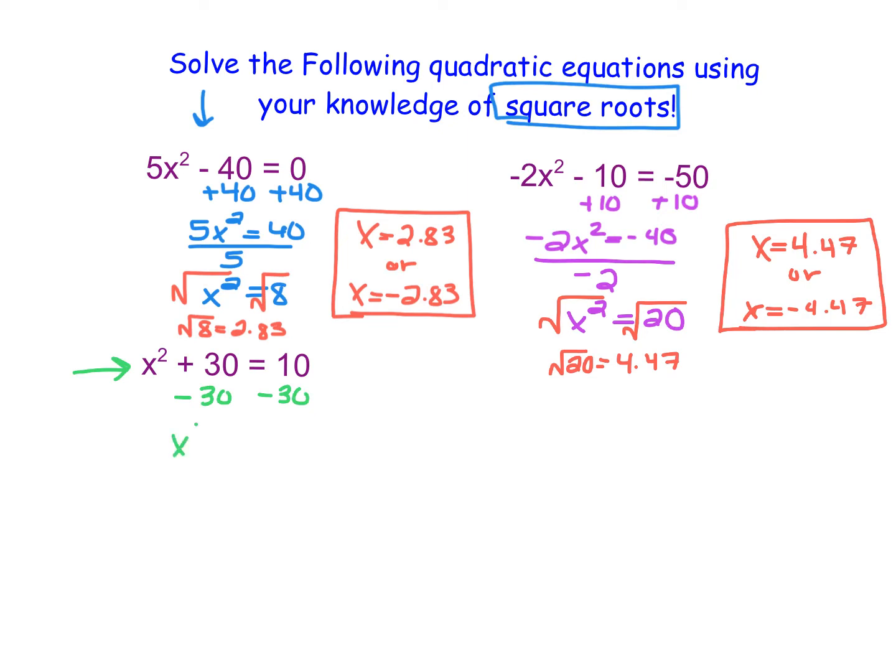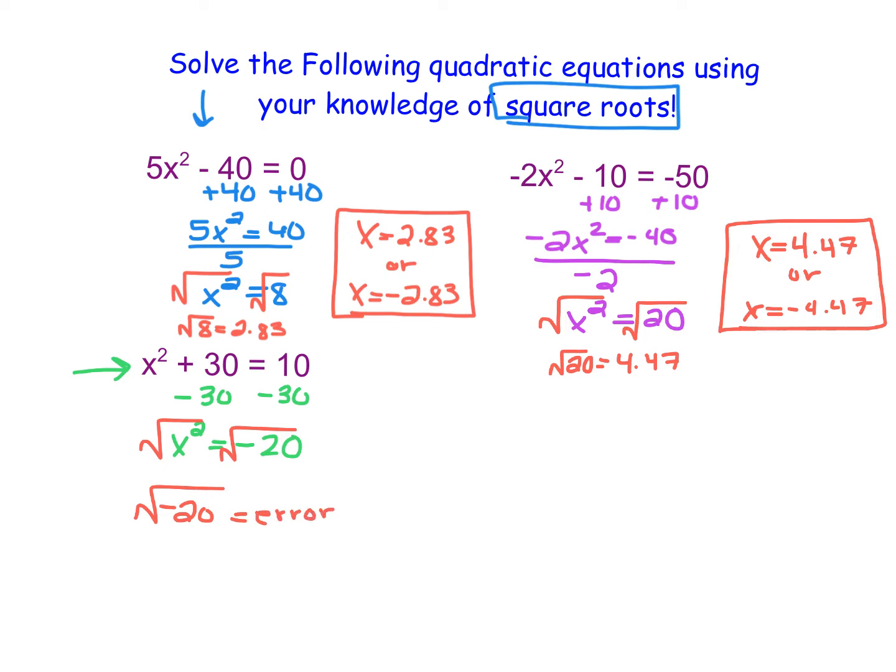So I have x squared is equal to a negative 20. And then again, I do not know what number squared gives me a negative 20. So I take the square root of each. And when I take the square root of a negative 20 and put it into my calculator, it ends up telling me that I have an error.